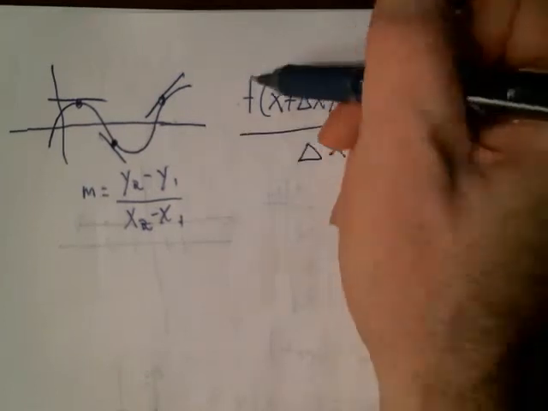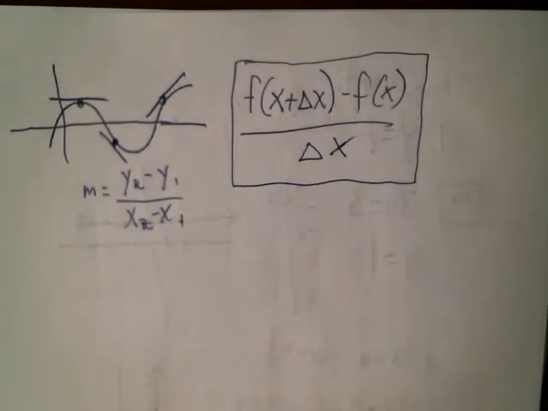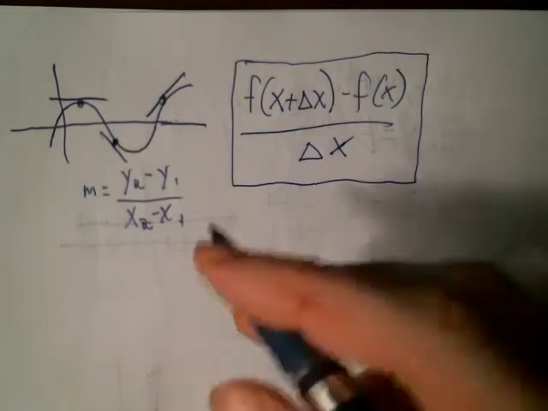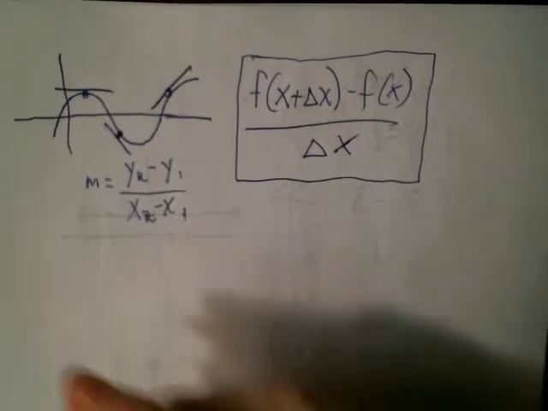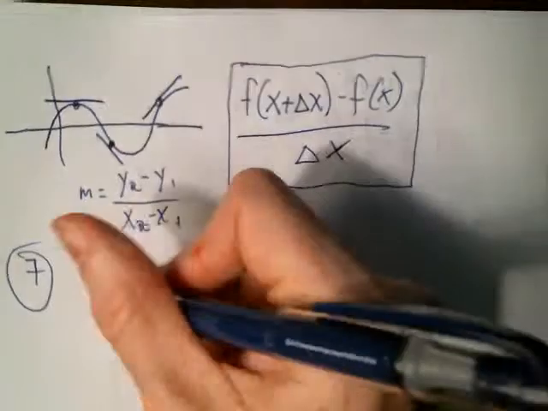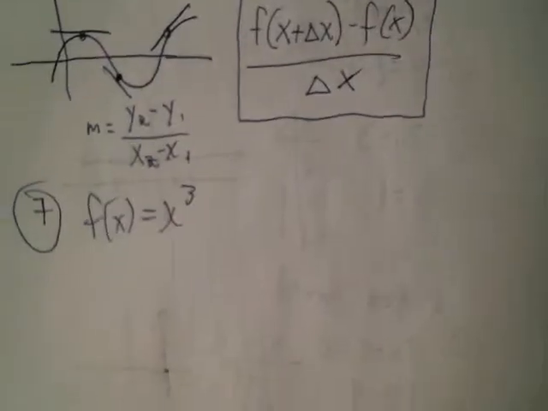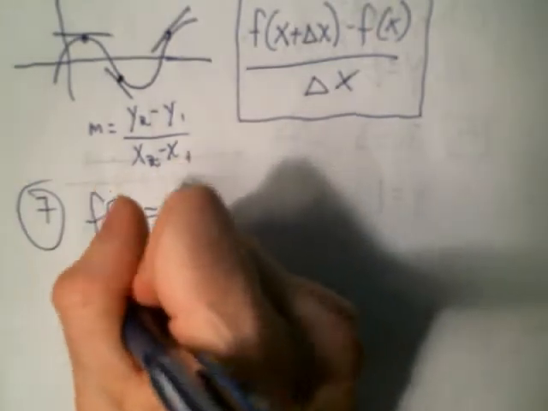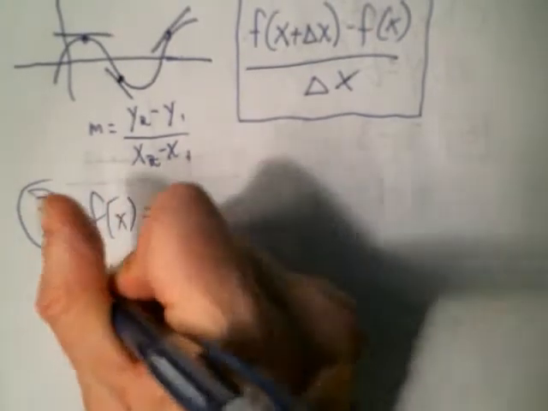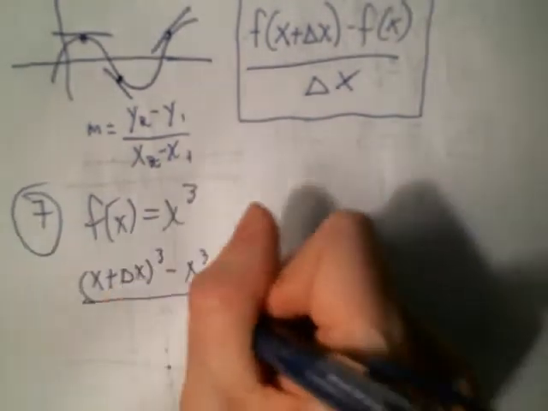Okay, so this thing, we're going to need to be able to evaluate it in order to get our kind of slope formula. And so we'll see problems like number 7, where we have f of x equals x cubed. Okay? And we'll want to evaluate this thing. So what will that look like? I'll have x plus change in x cubed minus x cubed all over change in x.